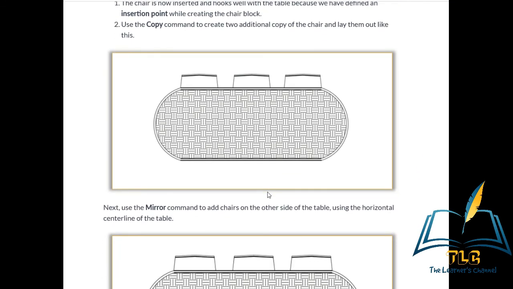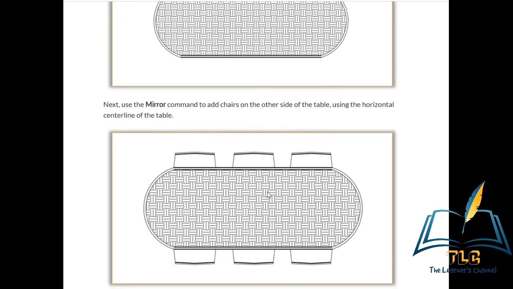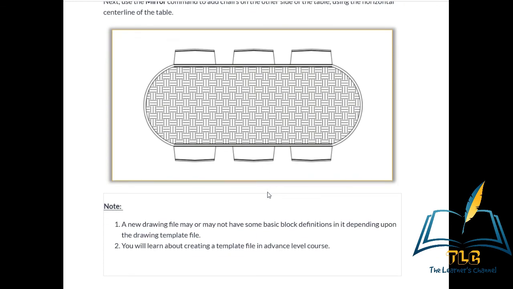Next, use the mirror command to add chairs on the other side of the table using the horizontal center line of the table. Note: a new drawing file may or may not have some basic block definitions in it, depending upon the drawing template file. You will learn about creating a template file in further videos.